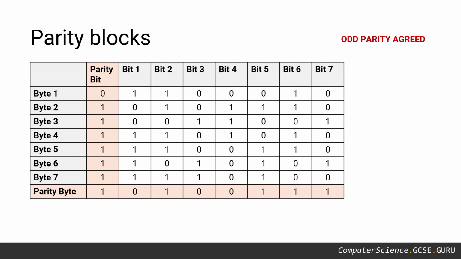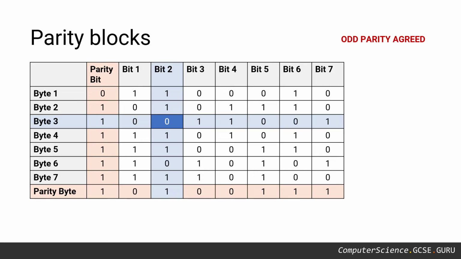Parity blocks. Parity blocks are an alternative way to use the parity system. If we arrange our data in a grid, as you can see on this diagram, and enforce the agreed parity rule, both horizontally and vertically, this allows us to identify which bit has changed during transmission. For example, if we go row by row across the data, we can see that byte 3 does not stick to the odd parity rule, so we've highlighted it in blue.